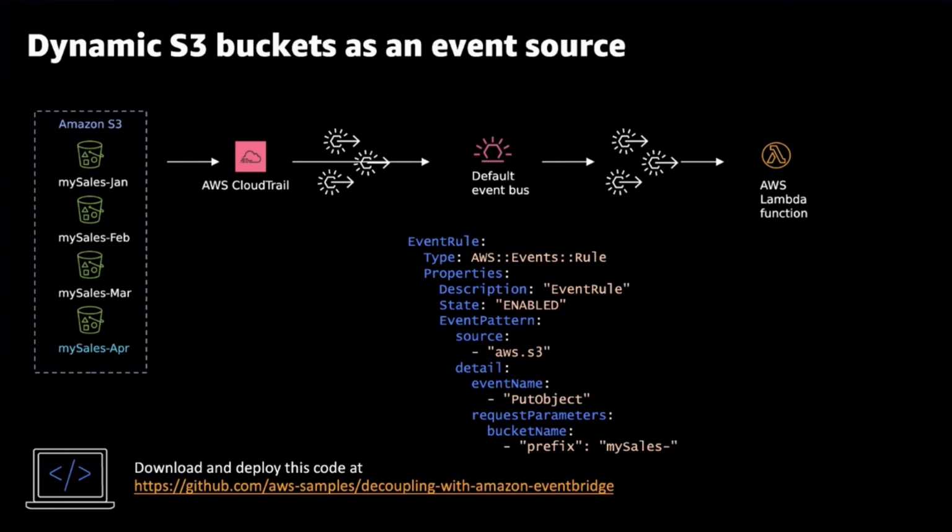CloudTrail logs provide additional information about S3 events such as object size, principal, source IP address, and many other attributes. You can filter on these using complex rules to match specific sets of events. Then your rules can trigger Lambda functions, step function workflows, and any other target that you need. Take a look at the code repo to see how this works in detail.